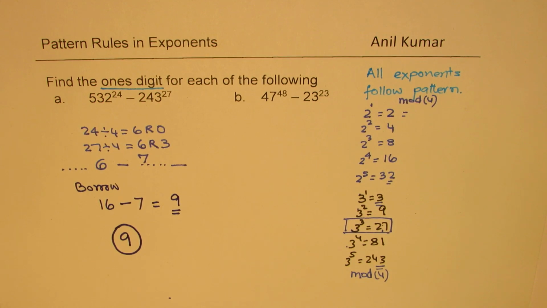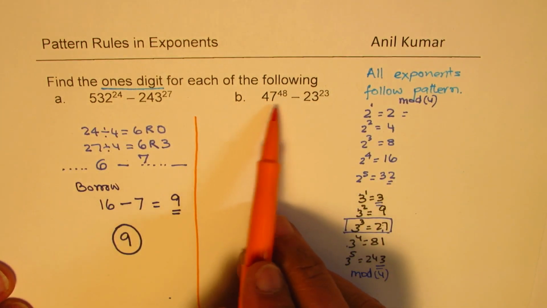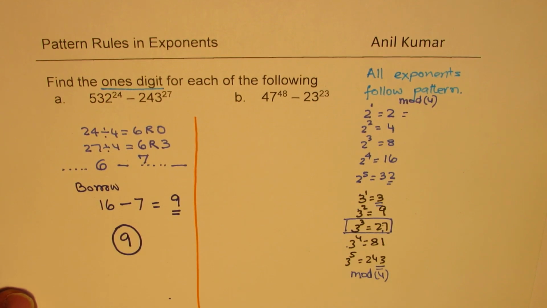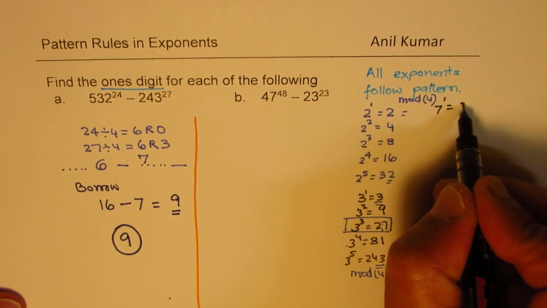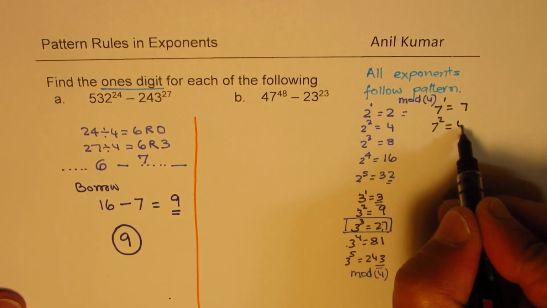Perfect. So that is how we are going to solve such questions. Now, you can apply the same strategy and find the solution for this one. So this time we are working with 7. Okay. So let's look into the 7 pattern also. 7 to the power of 1 is 7. 7 to the power of 2: 7 times 7 is 49.